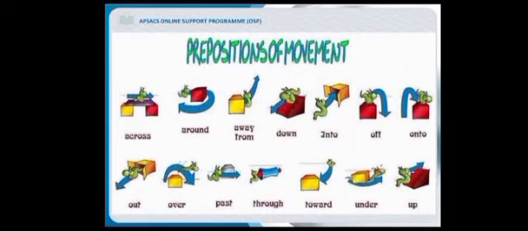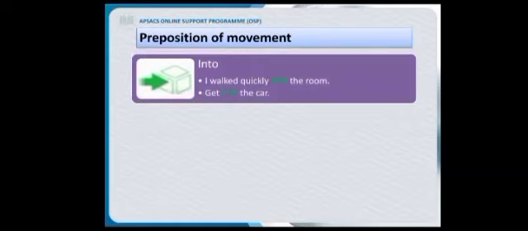Across, around, away from, down, into, off, onto, out, over, past, through, toward, under, and up. But here we will be discussing a few of the prepositions of movement. Let's start with into. I walked quickly into the room. Get into the car. So we are moving from one place to another place.